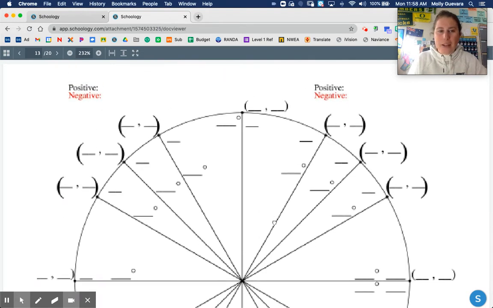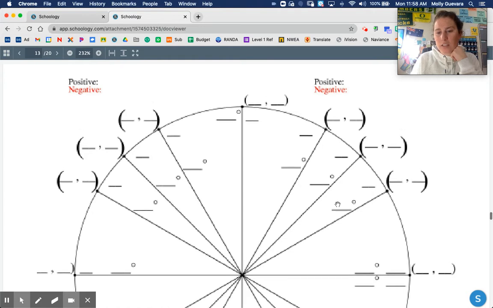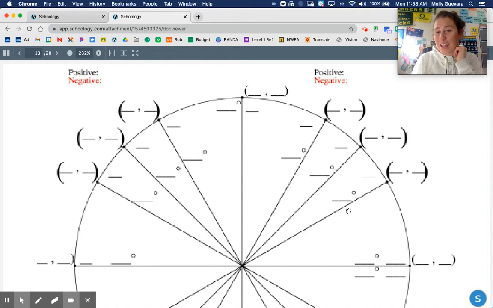So I know it's a little blurry on here, but I want you to go ahead, pause the video, and fill in as much of this unit circle as you can. Notice the degrees are here. This would be the radian, and then this would be the coordinate. When you are ready to check your work, you can go ahead and hit play and we'll check our work.